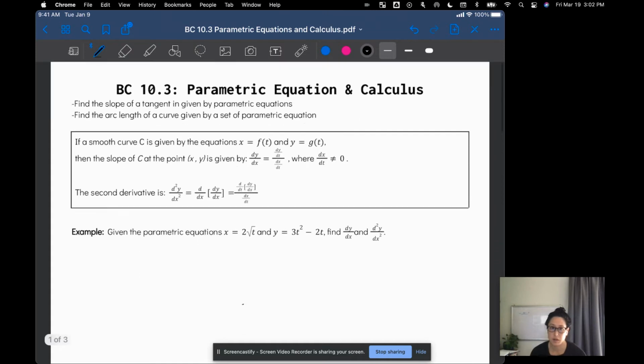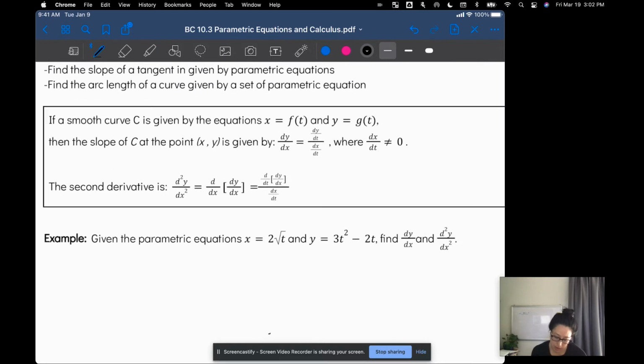Now we're going to get to parametric equations and calculus. What we know is that if we have a smooth curve where x is determined by the function f of t and the y value is determined by the function g of t, then the slope of C at the point (x, y) is given by the derivative dy/dt over dx/dt.